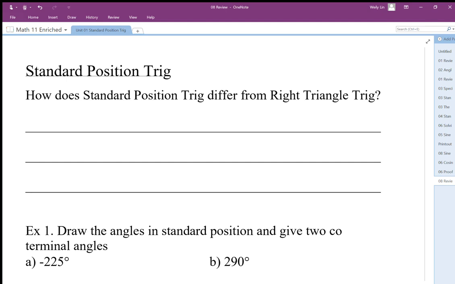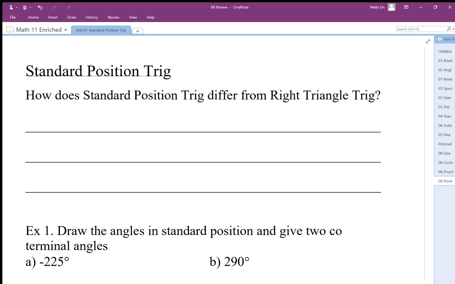So how does standard position trig differ from right triangle trig? Well, the main part of it is that standard position is in a circle, so it allows for different symmetries, and it's important that we consider the position first.